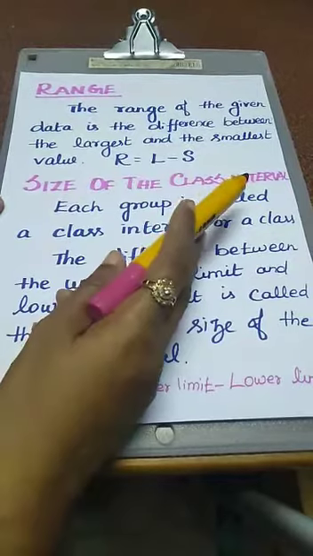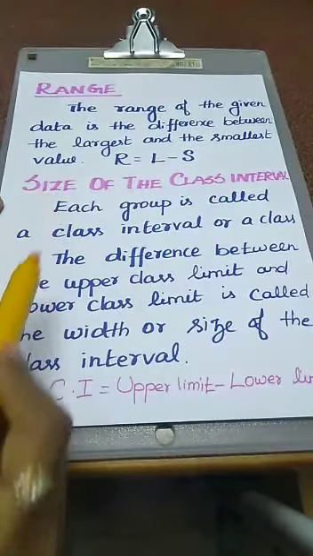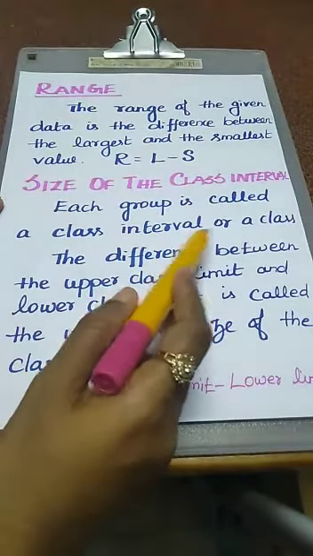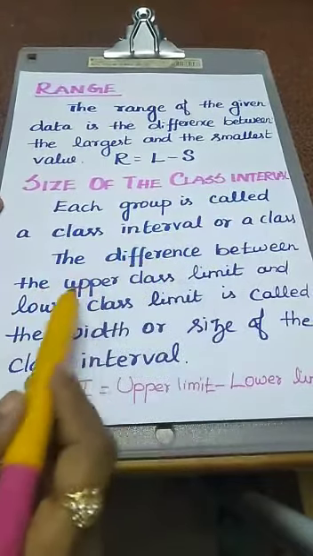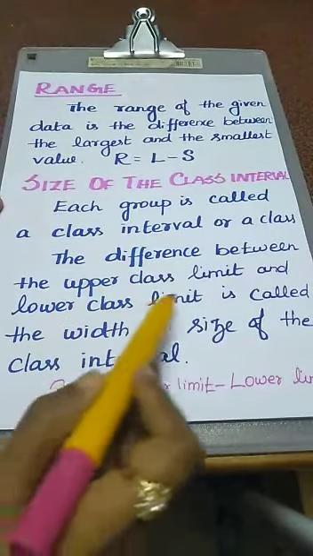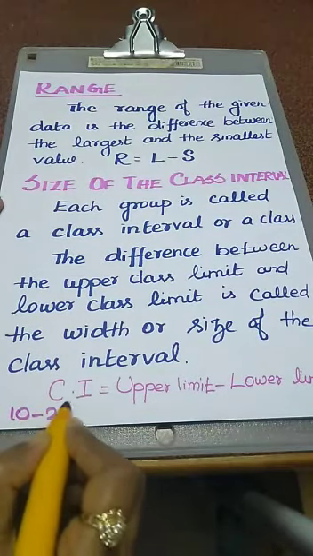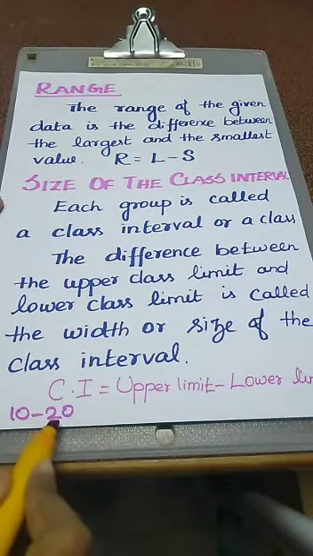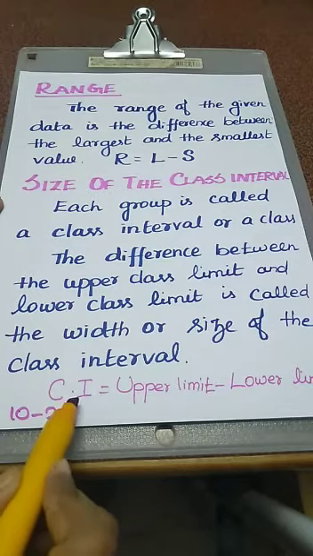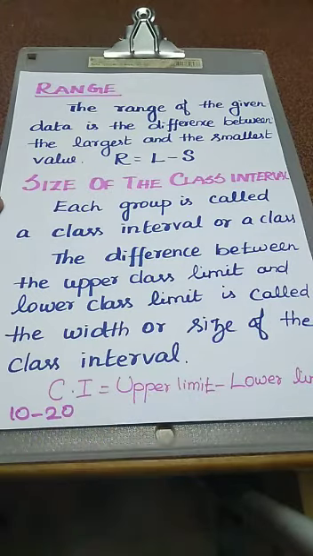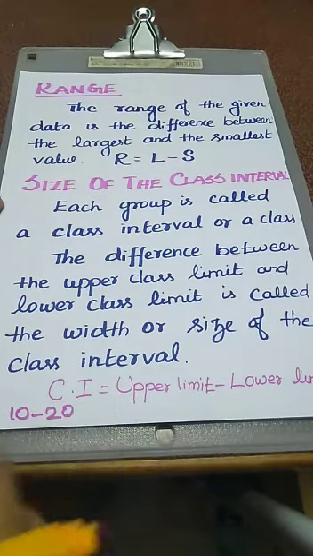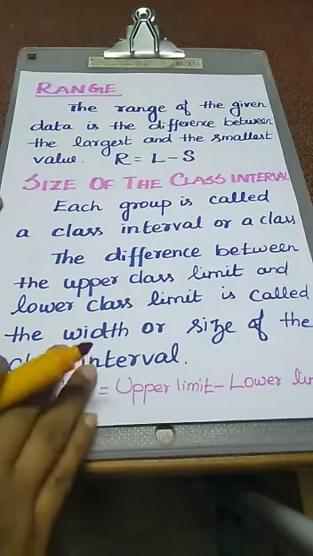Next, size of the class interval. This is also very simple. Actually, each group is called a class interval or a class. The difference between the upper class limit and the lower class limit is called the width. Suppose 10 to 20, this is the lower limit, this is the upper limit. So class interval is equal to upper limit minus lower limit. Okay, this is the size of the class interval.